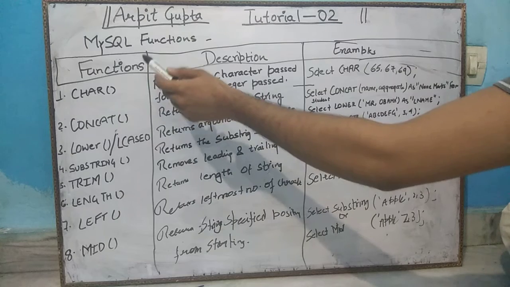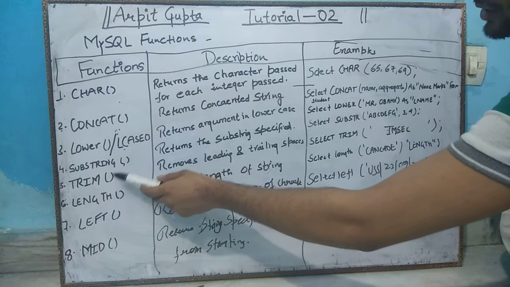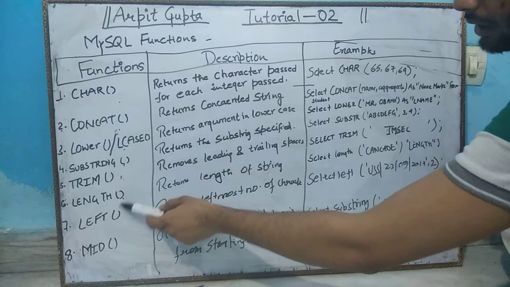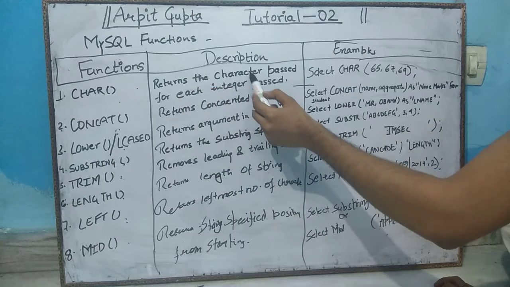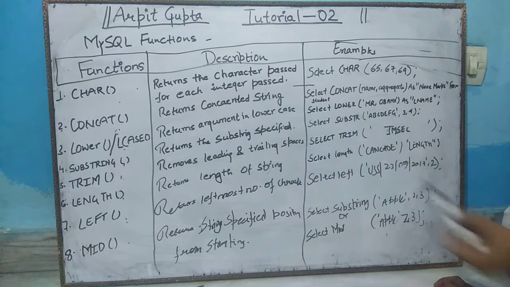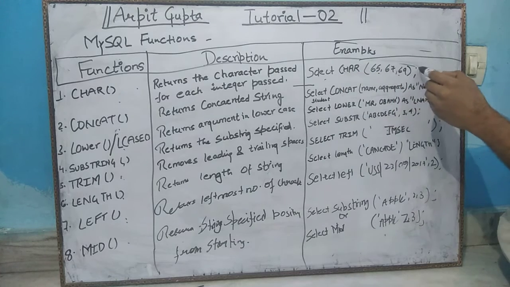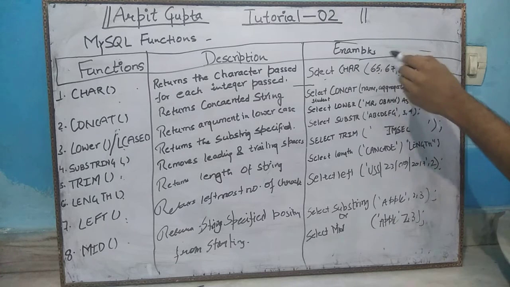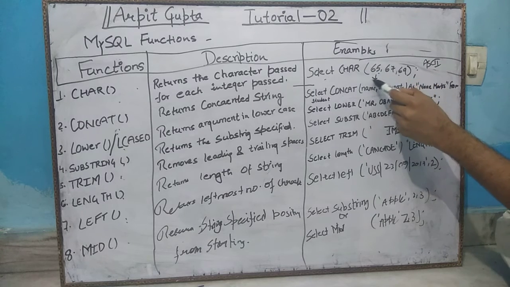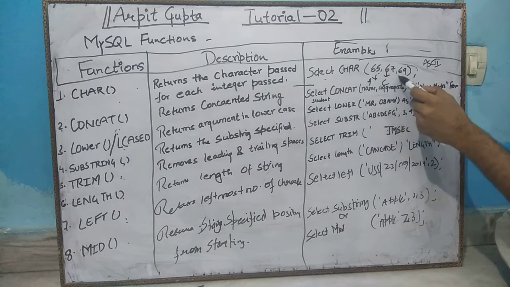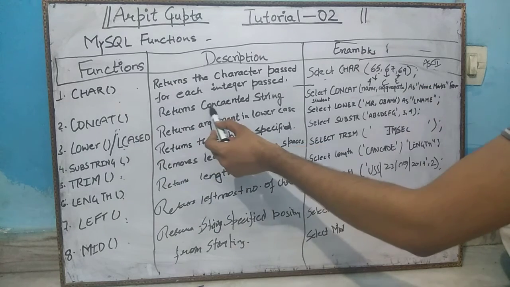In MySQL there are various types of functions such as char, concat, lowercase, uppercase, substring, trim, ltrim, rtrim, length, left, right, mid. Char returns a character for each integer passed. For example, select char 65, 67, 69. This returns the ASCII characters, which are capital A for 65, capital C for 67, and capital E for 69.